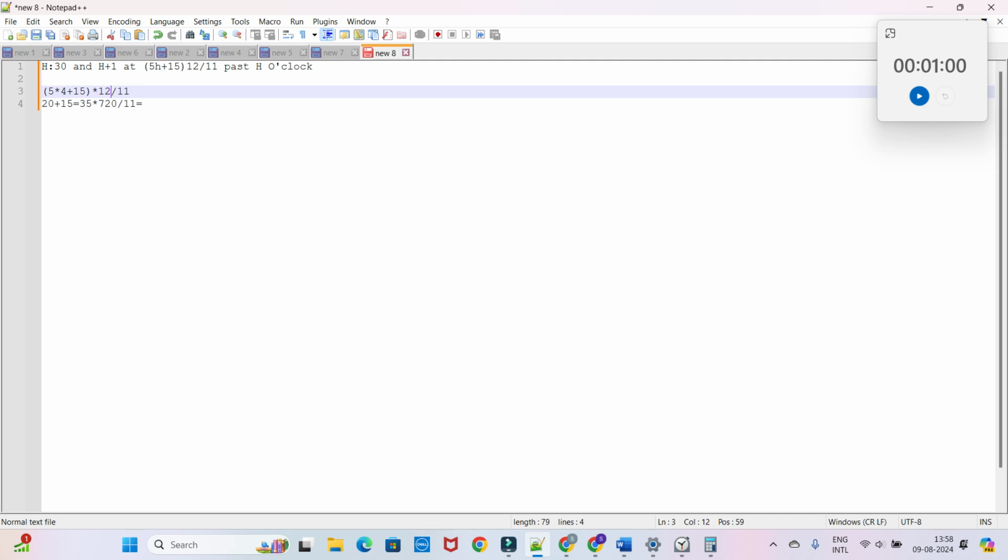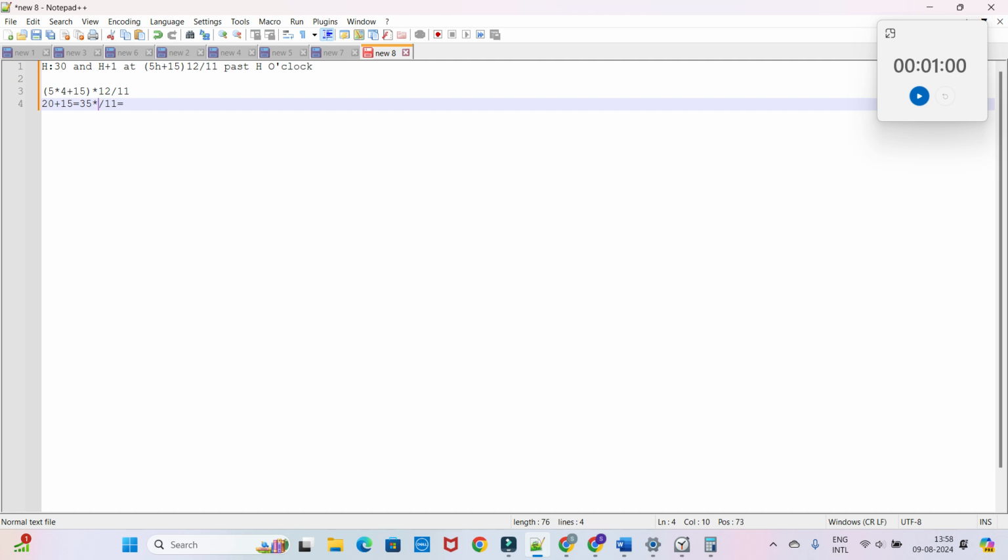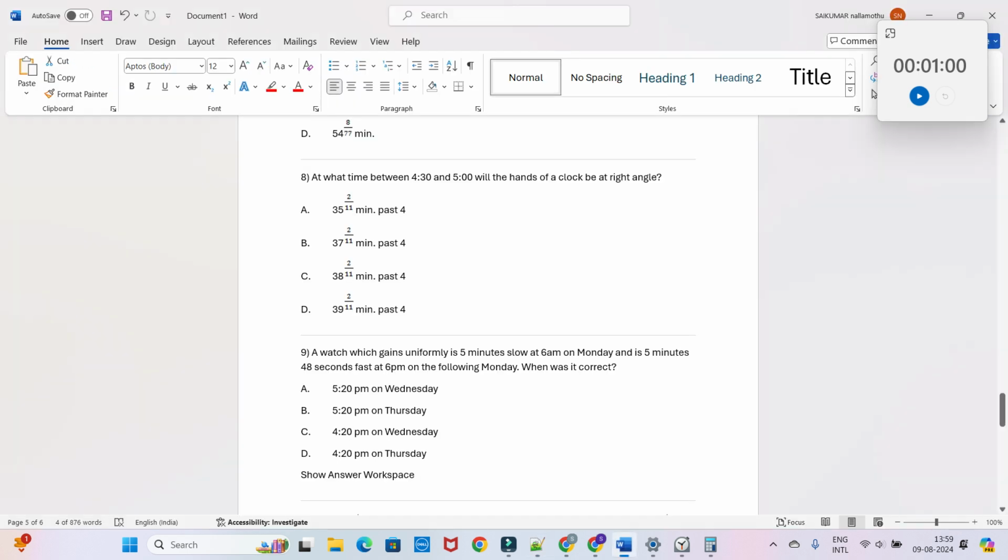Sorry, not 720, it is 12/11. This formula 5h plus 15 into 12/11, that would be 35 into 12/11. 35 into 12 is 350 plus 70, that would be 420/11, that is equal to 38 2/11 minutes past 4. Next, I'm going to give you 1 more minute to solve this question.